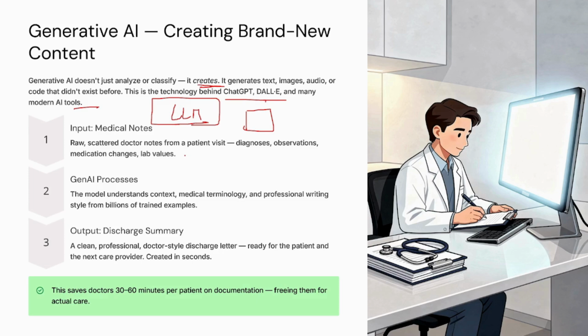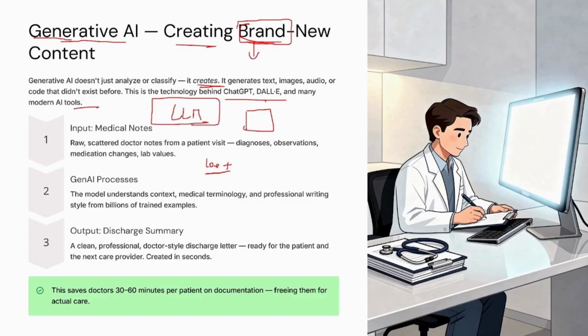PPTs and so many things. Gamma.ai is for PPT. There are 100-plus AI tools that exist based on this generative AI concept. They create the content, brand new, based on whatever prompt you give. So how does this content creation work basically?